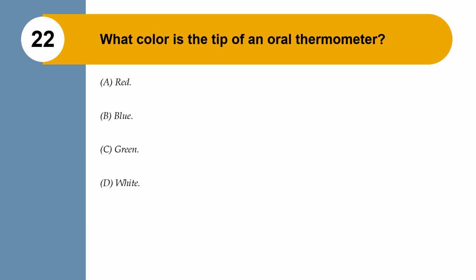Question 22. What color is the tip of an oral thermometer? Option A, red. Option B, blue. Option C, green. Option D, white.